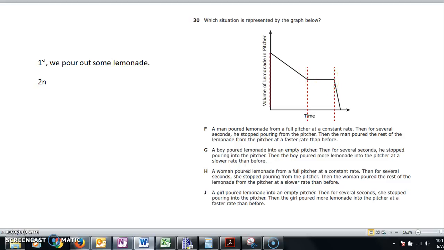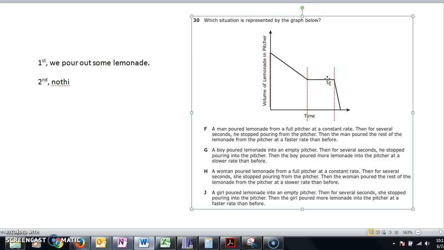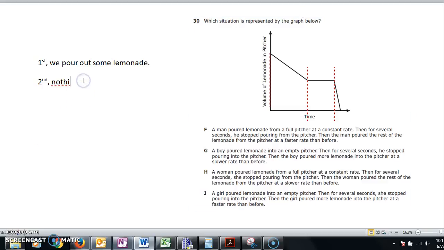So second, nothing happens. We're not using the pitcher. The lemonade is just sitting there. It's not being poured out or being added in. And then the third thing that happens is over here, we start pouring out lemonade again because, as you can see, the lemonade is getting less and less and less until there's no more lemonade.